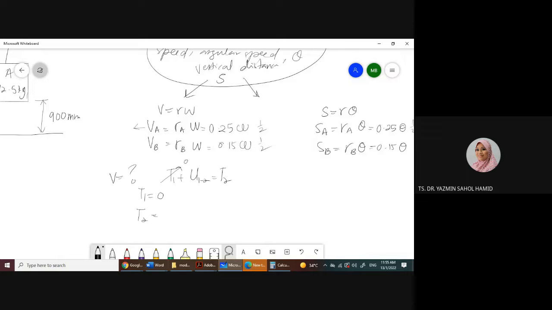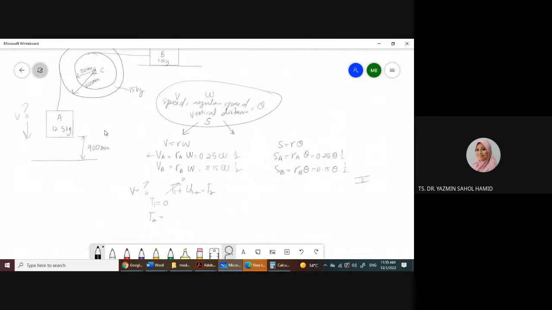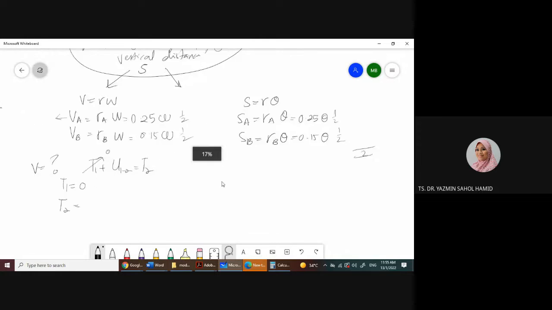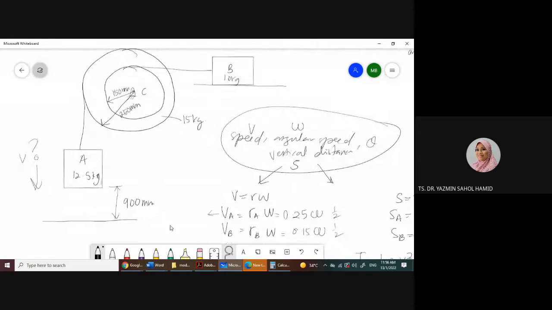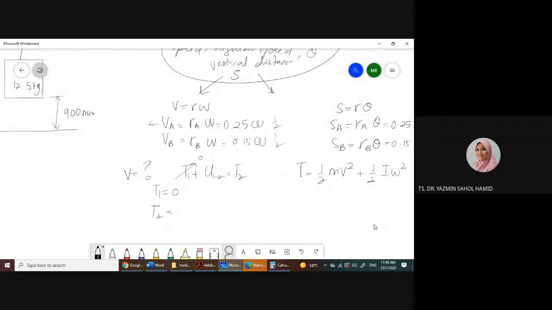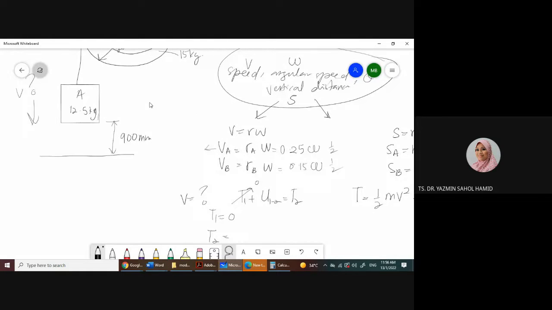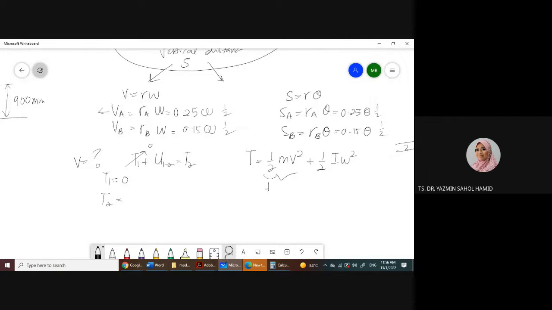Now, for T2, let's look at this diagram. What is involved in this diagram? You have a block A, you have a block B, and you have a pulley C. For kinetic energy, there are 2 formulas that you need to relate. Tadi kita dah buat tadi. One is 1 over 2 mv squared, for translation. The other one is 1 over 2 I omega squared, for rotation. So you have to look at the motions, the items that are moving.